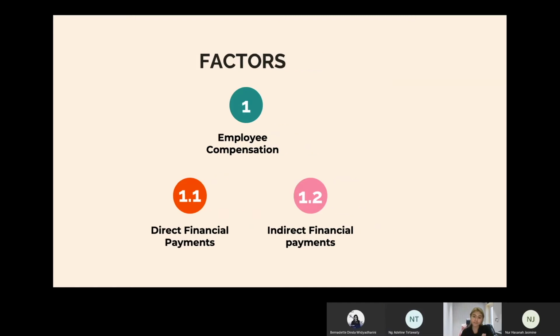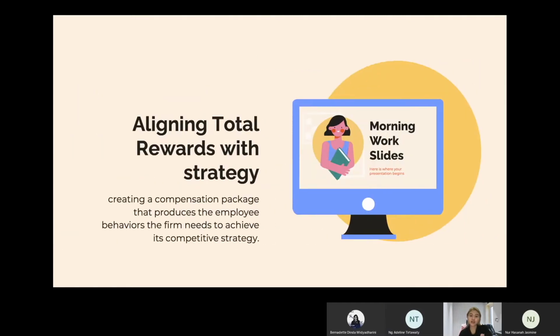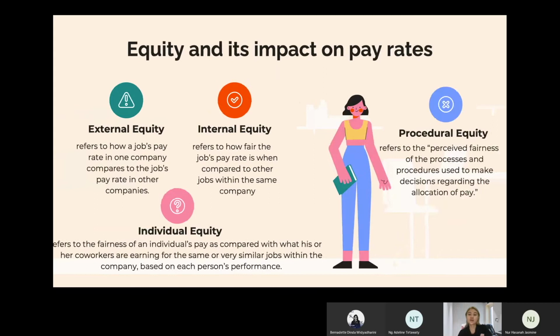Next. Aligning total rewards with strategy. It means creating a compensation package that produces the employee behaviors the firm needs to achieve its competitive strategy. Then, equity and its impact on pay rates. The first is external equity. It refers to how a job pay rate in one company compares to the job pay rate in other companies.